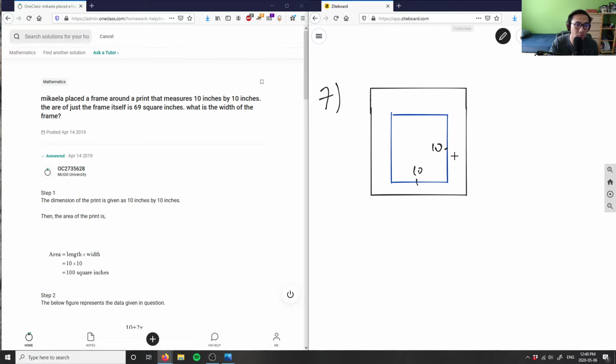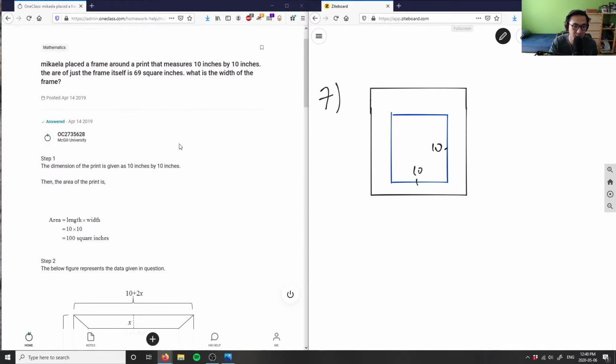So we know that the area. So what they did here was they solved for the area, which is good. So they solved for the area of the print here. So area is simply just length times width. In this case, it's just 10 times 10. So I have 100 square inches. So this is just the area of the print here. So it's 100 square inches.